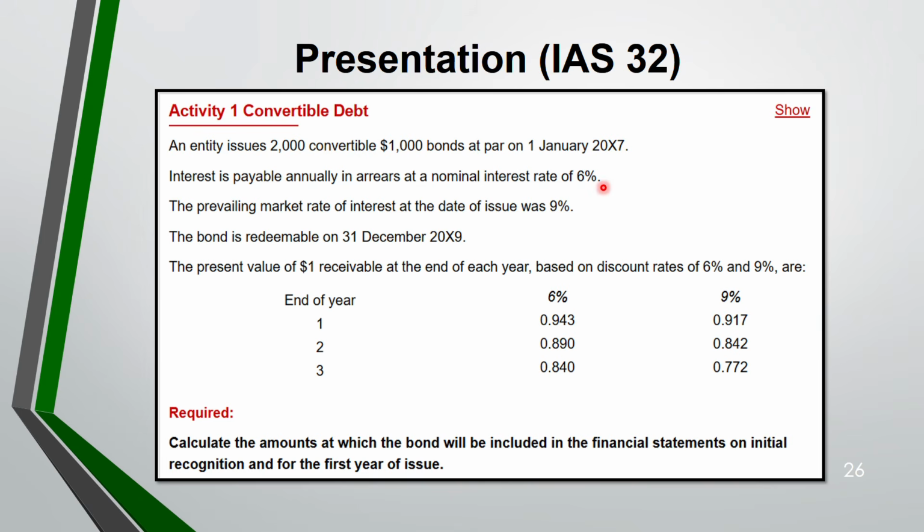Interest is 6%. Market rate of interest at the date of issue was 9%. Remember, this 6% is there on this loan, and this 9% is the discount factor. The bond is redeemable on 31st December 2009, and you are issuing in 2007. That means after 3 years, 2007, 8, 9. So calculate the amount of the bond to be included in the financial statements on initial recognition and the first year of issue. So let us do this in Excel.